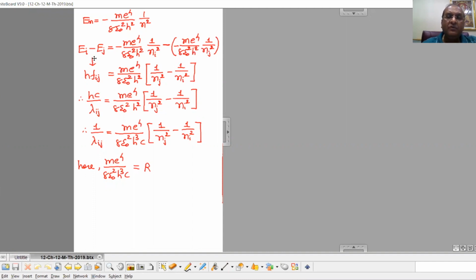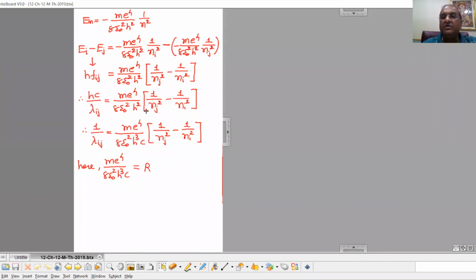Now, if the frequency of the emitted radiation, that is f with suffix ij, represents the transition from i to j, then this energy difference, h fij, is equal to, now here we can take me4 upon 8 epsilon 0 square h square common, this minus minus plus, so 1 upon nj square minus 1 upon ni square. Now we can write f as c by lambda. So hc upon lambda ij, this is the wavelength of the emitted radiation, is equal to me4 upon 8 epsilon 0 square h square into 1 upon nj square minus 1 upon ni square.